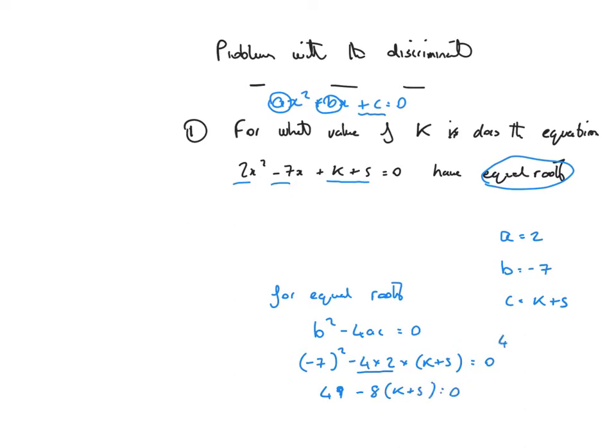Okay, so that's 49 minus 8k minus 40 is equal to 0. And that's minus 8k plus 9 equals 0. Minus 8k equals minus 9. And k would be minus 9 over minus 8, which cancels down just to 9/8.